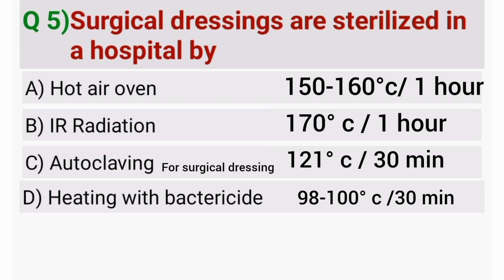Here, hot air oven needs 150 to 160 degrees Celsius for 1 hour, and infrared radiation needs 170 degrees Celsius for 1 hour. And autoclaving for surgical dressing, it is important, the temperature needed is 121 degrees Celsius for 30 minutes. Okay, this is autoclaving for surgical dressing. Heating with bactericide requires 98 to 100 degrees Celsius for 30 minutes.